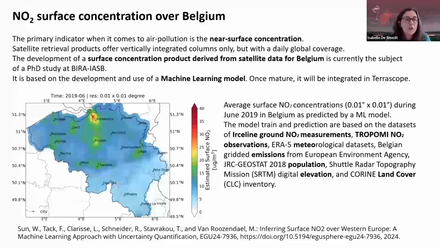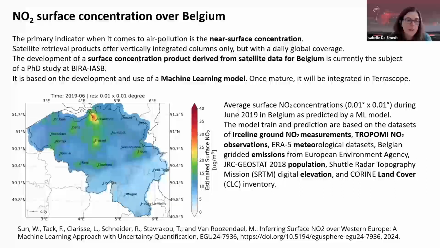And then last but not least, the NO2 surface concentration over Belgium, and I think a bit larger than Belgium too. Because we know that the public is interested in the NO2 surface concentration and not in the total NO2 column or tropospheric column, but this is not a quantity that the satellite instrument can retrieve. But on the other hand, the satellite offers daily global coverage.